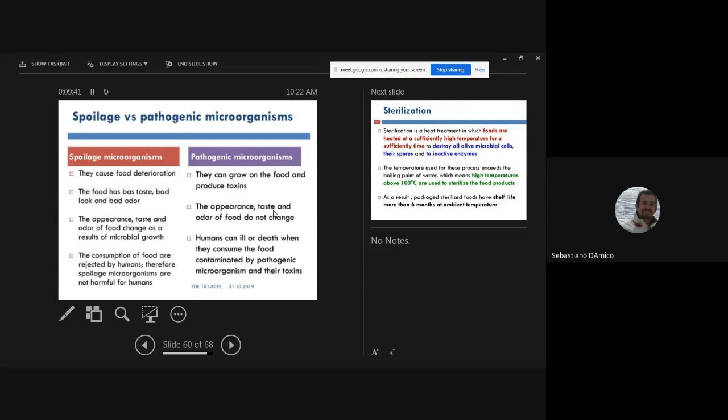So in the first case, we see that food changed in its shape, taste, odor, and so on. In the second one, we don't. We eat it, and obviously we pay the consequences because of these toxins and microorganisms that eventually are introduced into our system.